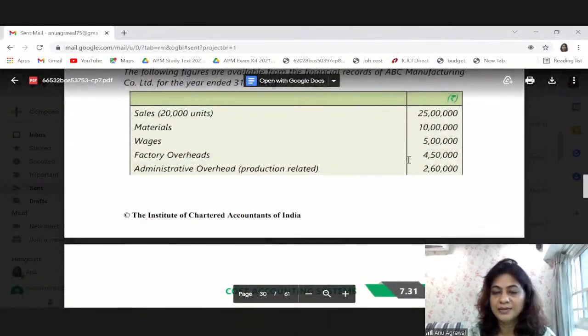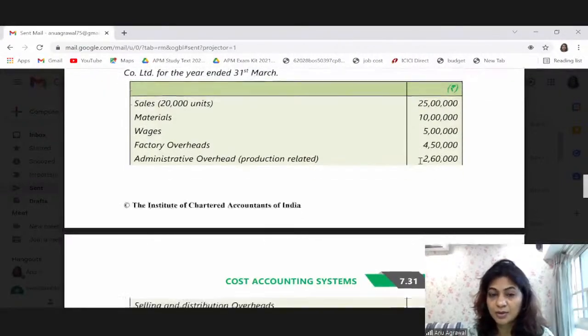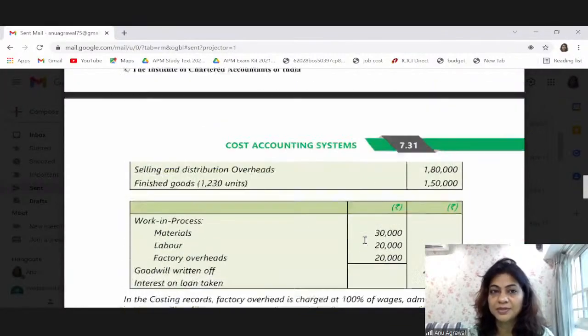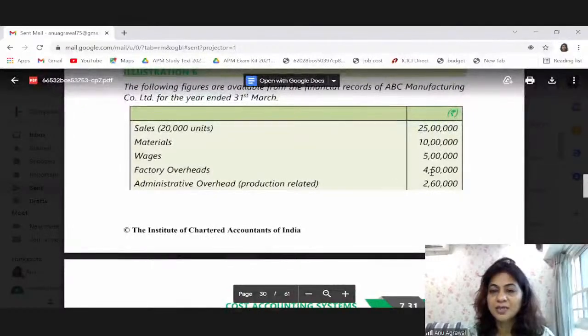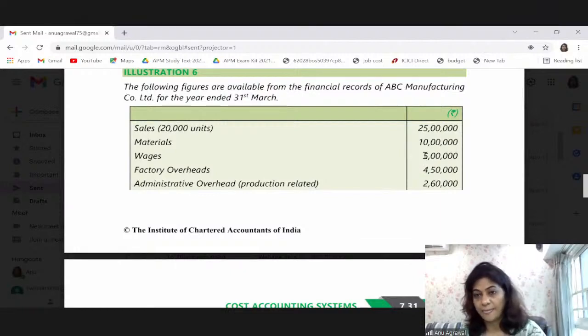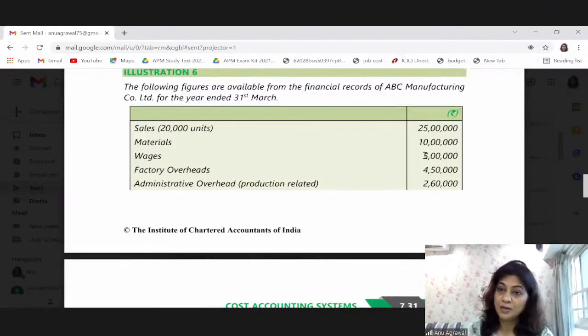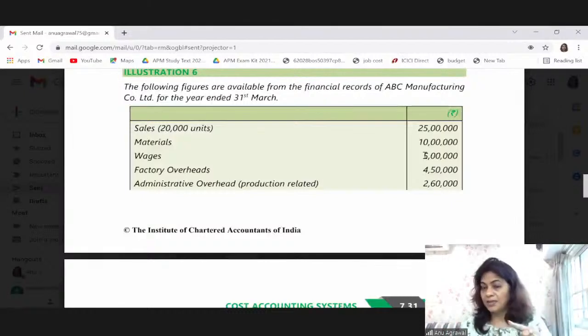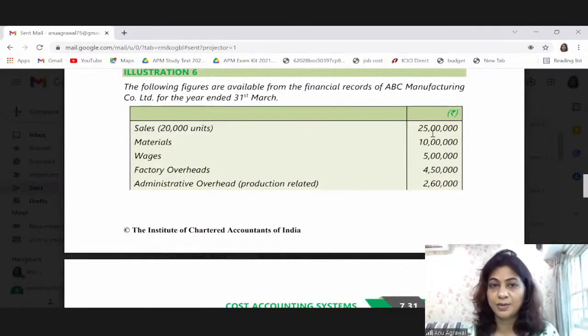Look at it. Factory overheads is 450. Now these are actual. In costing records, factory overhead is charged at 100% of wages. That means in costing, how much would we have charged? If wages are 5 lakh, we would have charged 5 lakh as overheads. This is the way we work in costing. In costing, we develop a methodology, and on that basis, we make our cost and our profits. So everybody open up this illustration on a different device, and we will be solving it on the whiteboard.